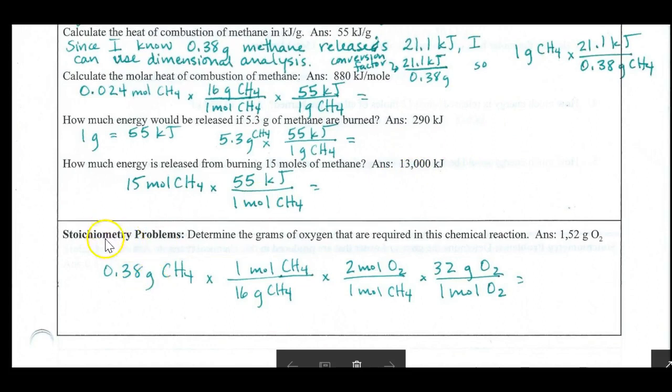The last piece is a good old stoichiometry problem. Based on the chemical equation, if I know that I have 0.38 grams of CH4, how many grams of oxygen am I going to need? So I do a gram to mole conversion, mole to mole, using the periodic table, and lastly then a mole to gram conversion.